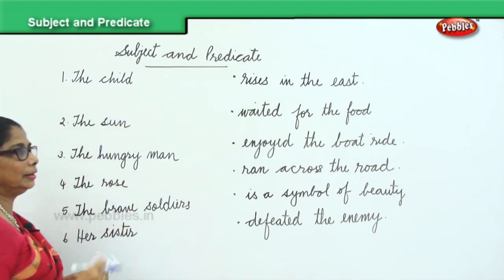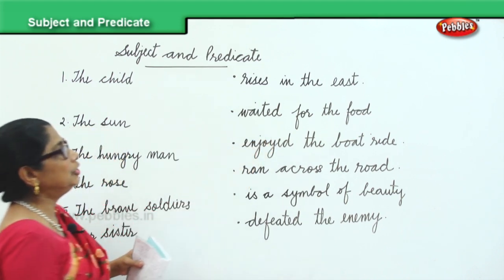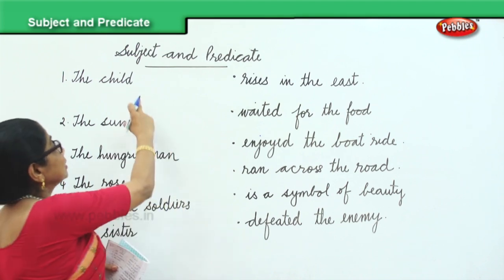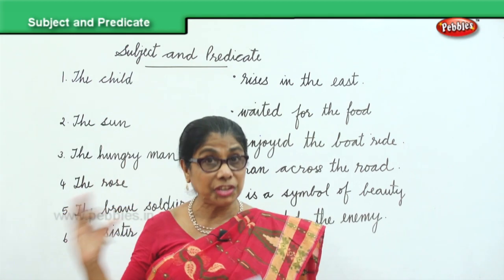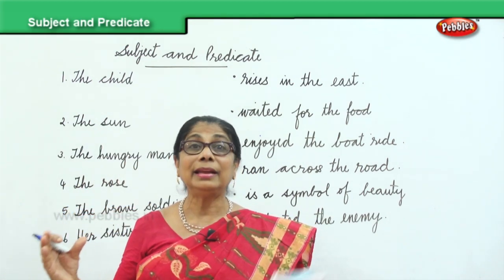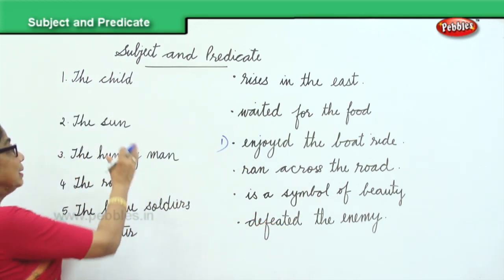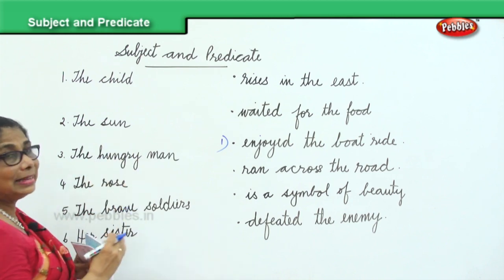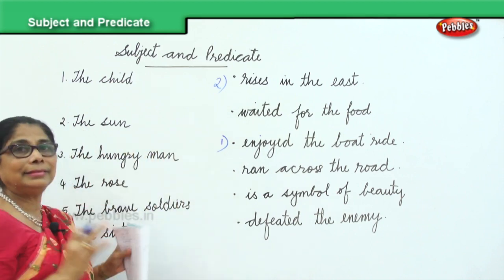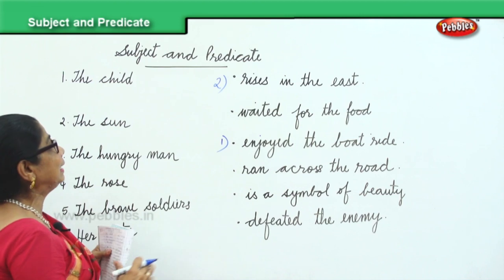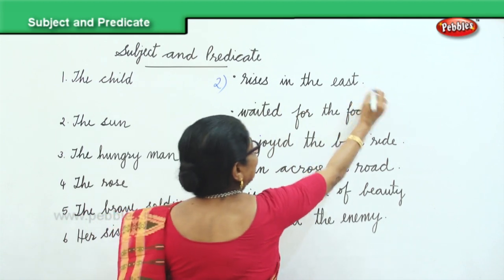Now, the child. What will you say? The child enjoyed the boat ride. The child is the subject, enjoyed the boat ride. That is the predicate. So we got the matching done. The sun, what happened to the sun? Sun is the subject, rises in the east. So that's the second one. The sun, that's the subject we are talking about. The predicate is rises in the east, begins with the capital letter, ends with the full stop.